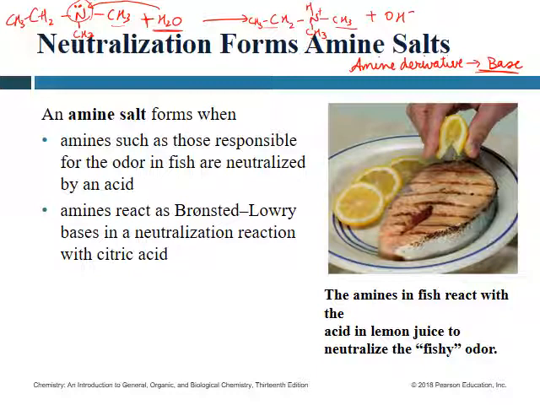Now, one example of this is that when you add lemon juice to fish, it reduces the odor of the fish, right? Why? Because fish have a bunch of amines in them, and those amines are responsible for that bad odor. Lemon juice is acidic in nature, so when you add it, it reacts with the amine, neutralizes it, and converts it into a salt. So the smell is reduced. This is an example of a neutralization reaction of an amine. The only thing you have to remember is that amine is a base.